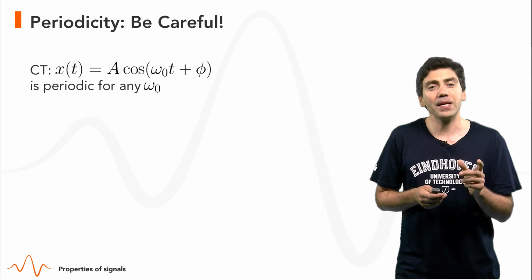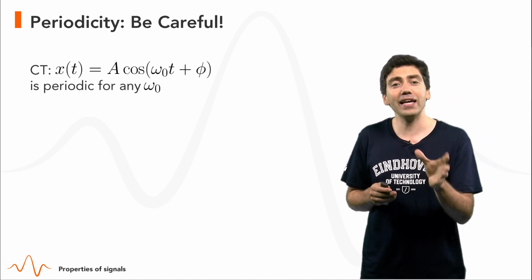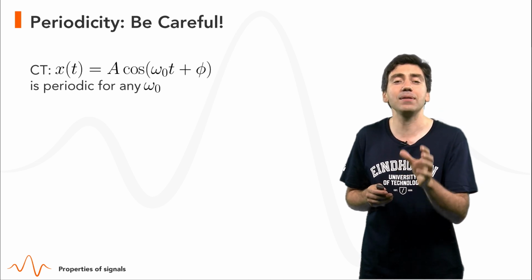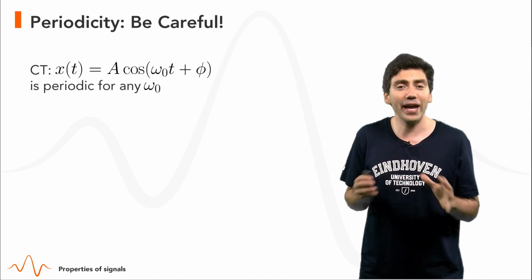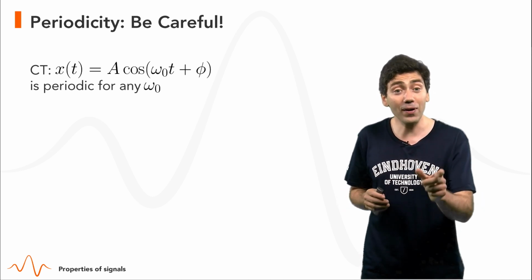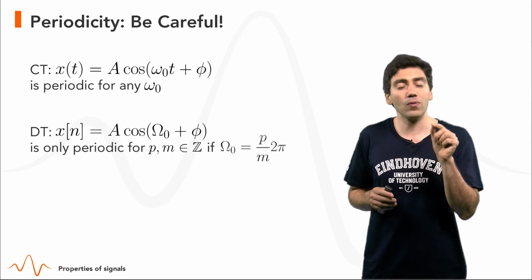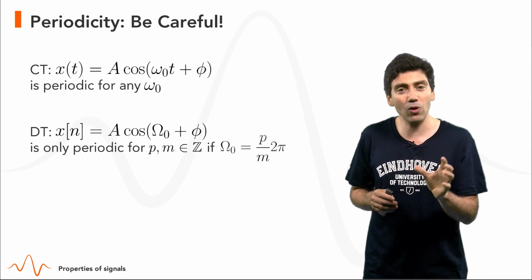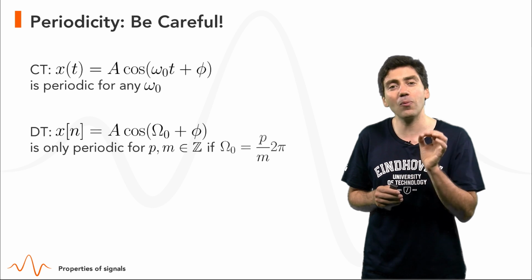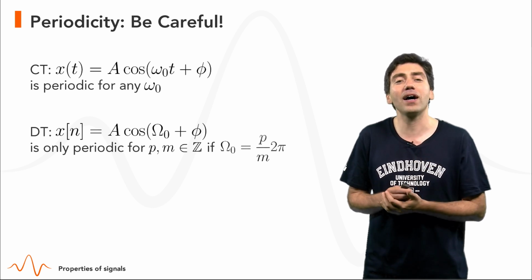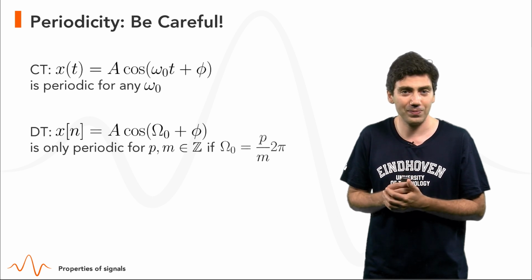Now, be careful, because in continuous time, a signal taking the form of a times sine or cosine of omega naught t plus a given phase phi is periodic for any omega naught. However, in discrete time, a signal taking the same form, but now written as a times cosine of capital omega naught n plus phi, is only periodic if capital omega naught takes the form 2 pi times an integer over an integer.